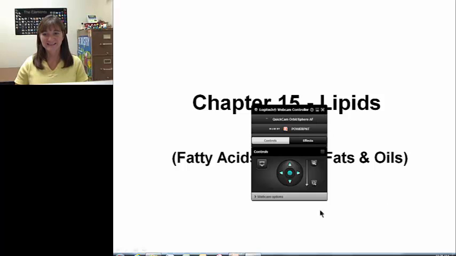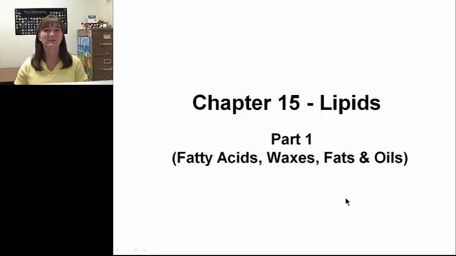Hi class. Today in chapter 15 we are going to focus on lipids. Lipids are the second classification of biomolecules. The ones we've already dealt with are carbohydrates. Chapter 15 here is going to be broken up into two parts. In the first half we're going to look at what fatty acids are, waxes, and fats and oils.